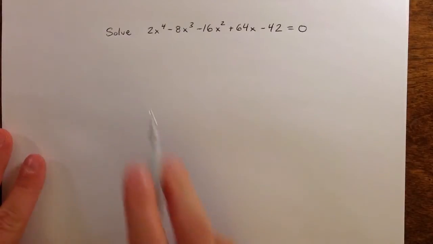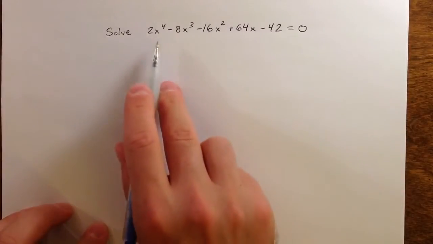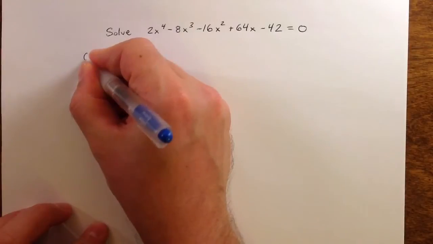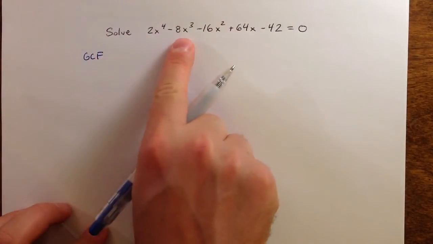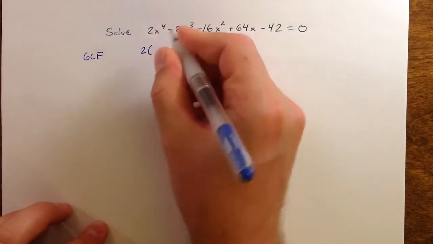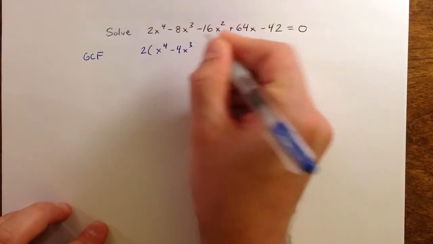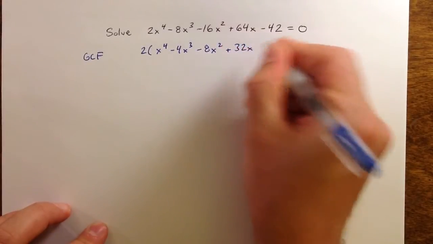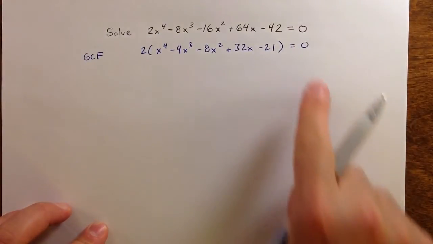Let's take a look at the process of solving this polynomial equation. The first thing I want to do when solving a polynomial equation is look for a greatest common factor. If there's not a greatest common factor, that's okay, but here I can see all the coefficients are divisible by 2. So if I factor out a 2, I'm left with x to the fourth minus 4x cubed minus 8x squared plus 32x minus 21 equals 0.